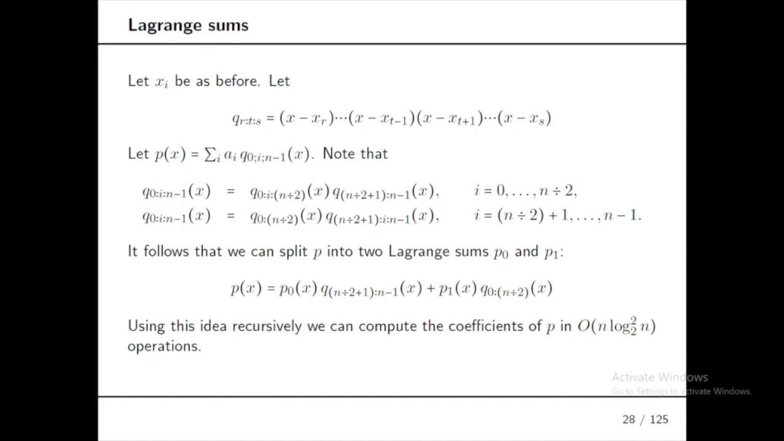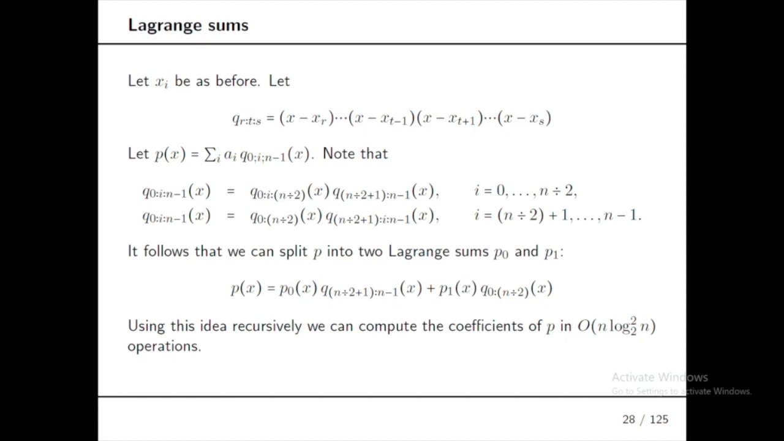So we need to talk about Lagrange sums. For Lagrange sums, we need these monomials where I'm taking all the roots from x_r to x_s, but I'm skipping the one at t. So I skip the factor x minus x_t. That's what that r colon t colon s means. I'm interested in sums of the form p of x, where I take all the products q0, x minus x0 to x minus x_{n-1}, except I skip the ith one, and I multiply that by the number a_i, and then sum over all i's. So we are interested in sums of that form, and we want to evaluate these sums quickly.